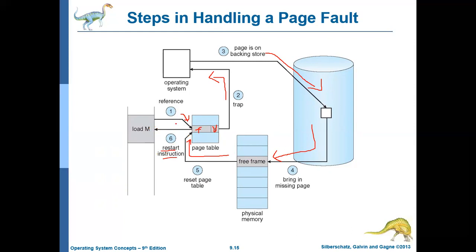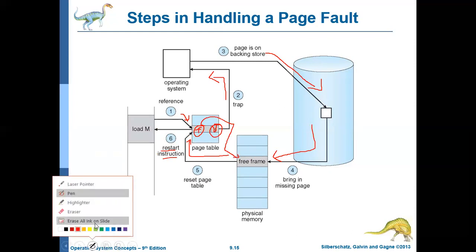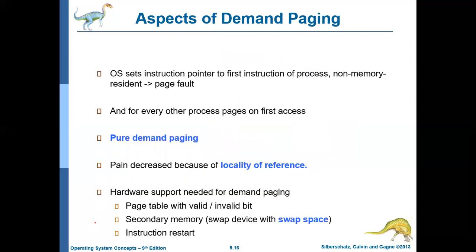Now if it is restarted, for the particular page we have a frame number and the valid bit is set. So with this frame number you can identify the physical address and you can access it. So this is how the concept of demand paging works, right?